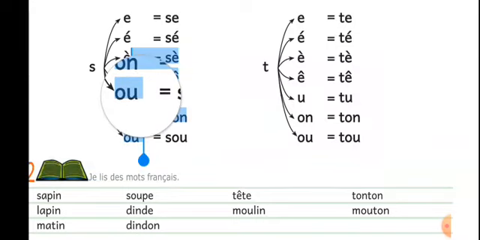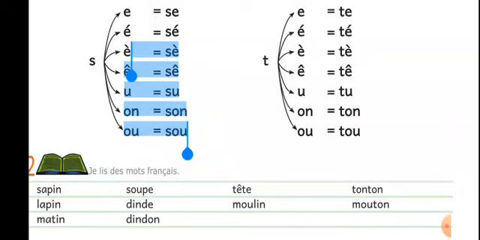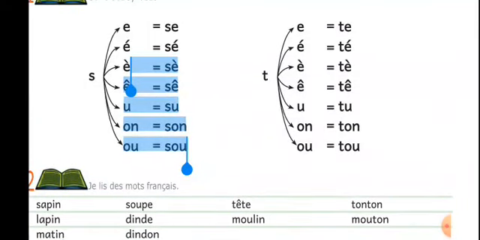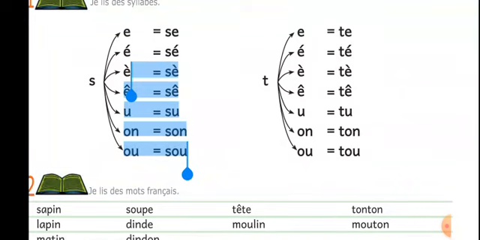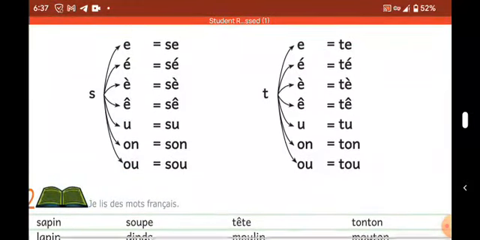And the final one, remember the OU. The OU is pronounced U. So when we do the S-O-U, what do we have? We have su. So it's going to give us the sound S-U, su. Great. So we believe that has been perfectly understood.